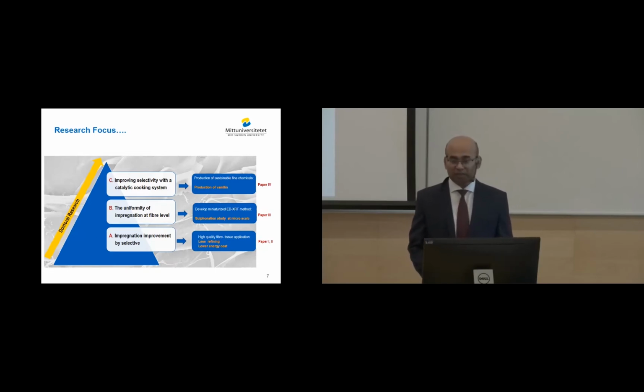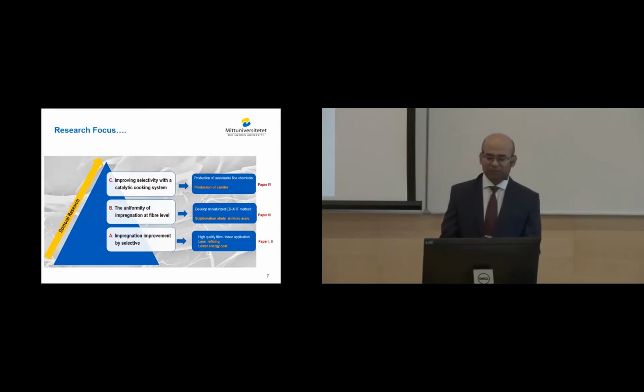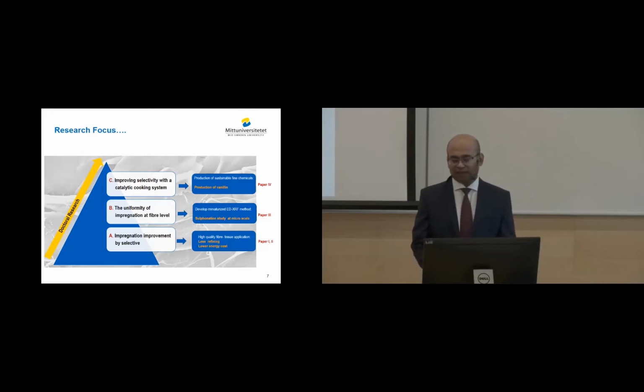And in part B, we looked at the uniformity of impregnation at fiber level. We tried to develop a miniaturized EDXRF method to study sulfonation at microscale level, and that methodology is in paper 3. And lastly we have the integration part, improving selectivity with a catalytic cooking system, where we look at the production of sustainable fine chemicals. Here we looked at only the production of vanillin, and that is paper 4. However, I can start with A, B, in sequence.